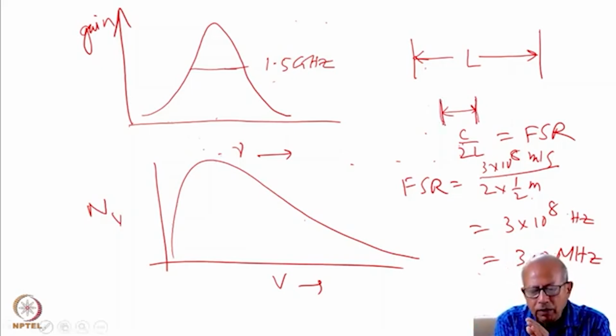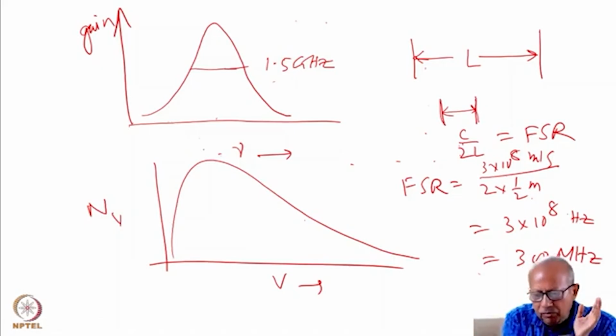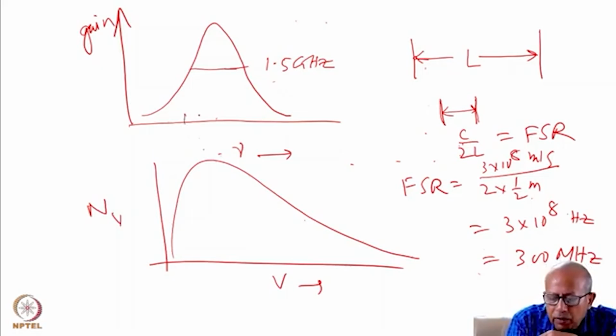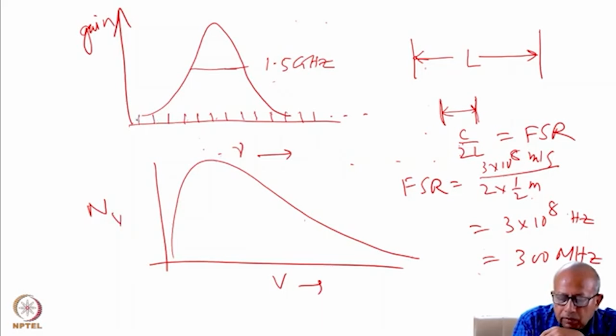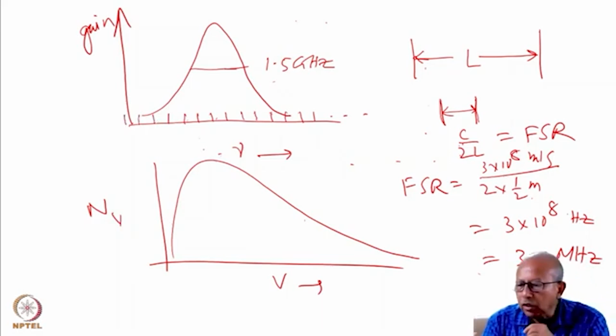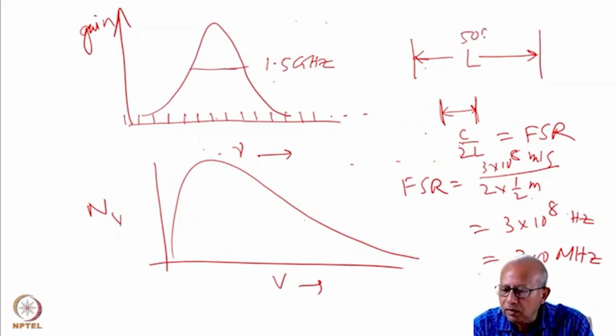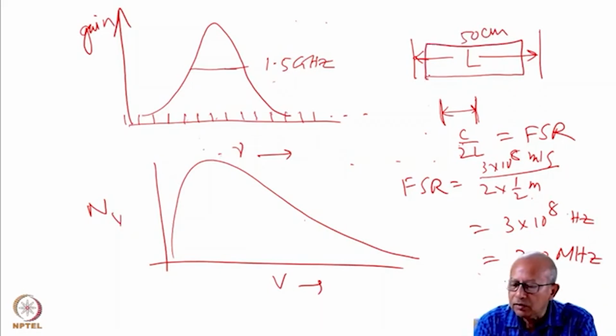So there will be numerous cavity modes ranging across this entire range of wavelengths, and the spacing between these cavity modes will be 300 megahertz. I show a number of them here and also on this side. These are the modes which can oscillate back and forth inside the cavity. Here the length is 50 centimeter, and you have the helium neon gain medium inside this.